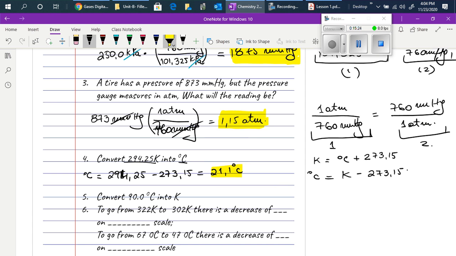And when we are converting Celsius into Kelvin, we use this equation here. Kelvin will be 90 degrees Celsius plus 273.15, and this will be equal to 363.15 Kelvin.